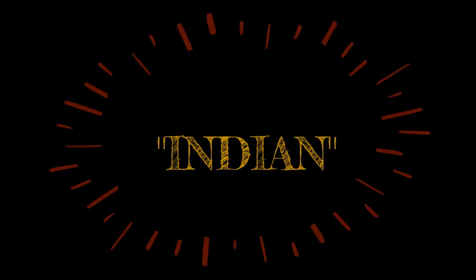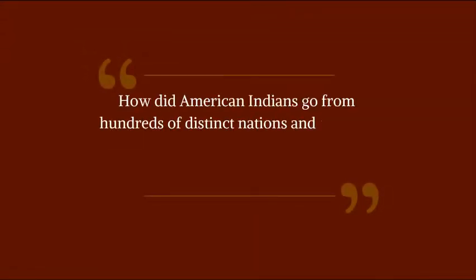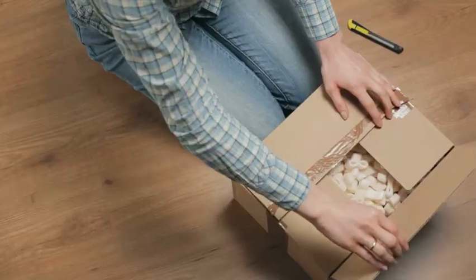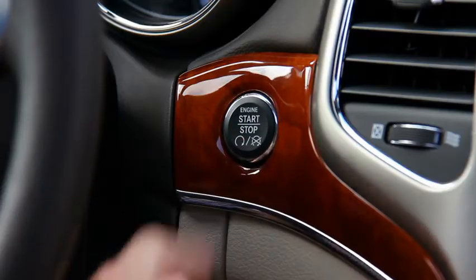Today we will be discussing the question: how did American Indians go from hundreds of distinct nations and cultures, speaking over 450 languages, by the way, to being viewed as a homogenous group? There's a lot to unpack, so let's get started.